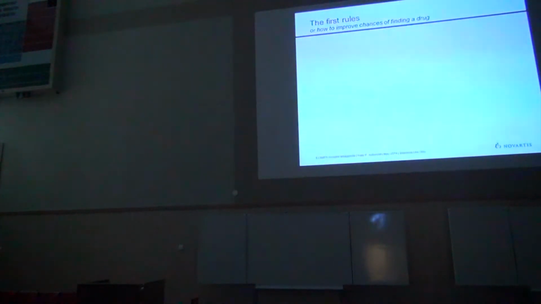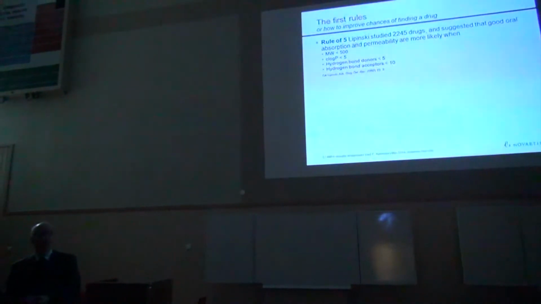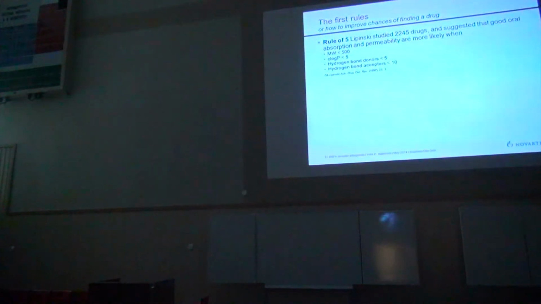Next slide, please. So that led to the development of a number of rules, and the first one was developed by Chris Lipinski, which is known now as the Rule of 5. Basically what it says is that after studying 2,200 drugs, it appears that those that have a good oral absorption and a good permeability have properties that tend to be below a molecular weight of 500, a lipophilicity measured as C log P below 5, less than 5 hydrogen bond donors, and less than 10 hydrogen bond acceptors. So that was in 1997, the first rule.